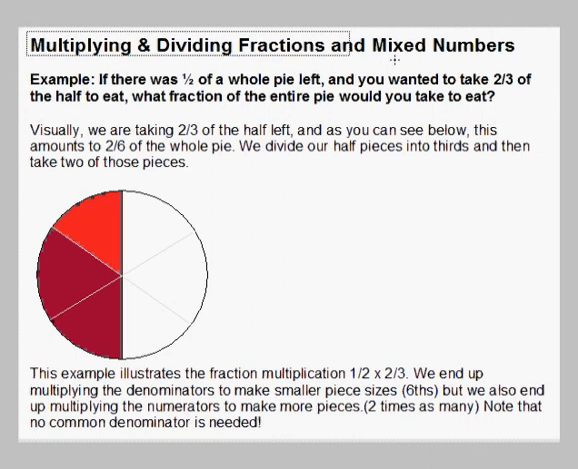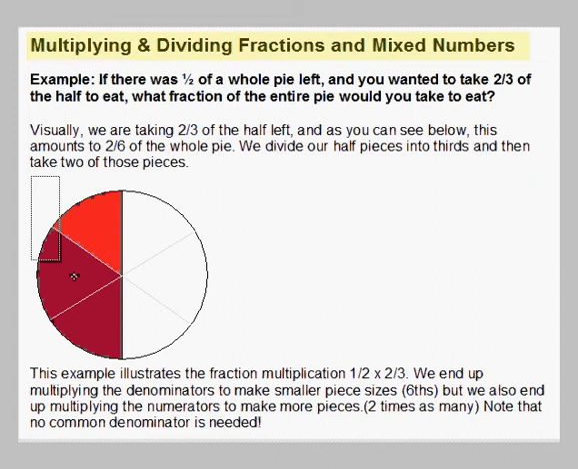In this video, we're going to look at the concept of multiplying and dividing fractions and mixed numbers. Let's look at the example below. We have half of a whole pie left, and we want to take 2/3 of the half to eat. What fraction of the entire whole pie would you take to eat?